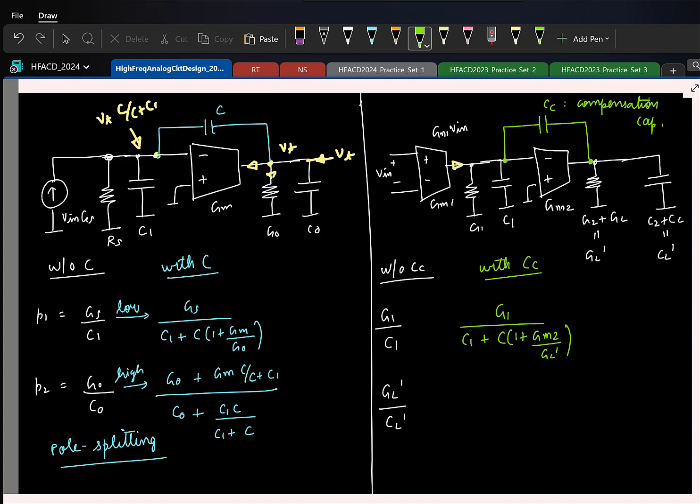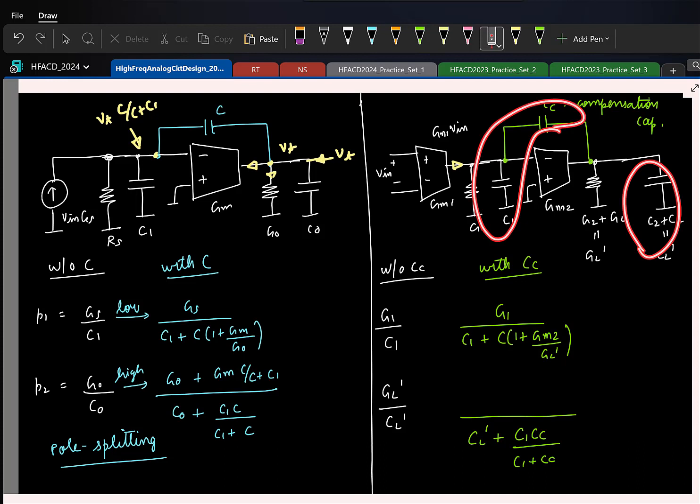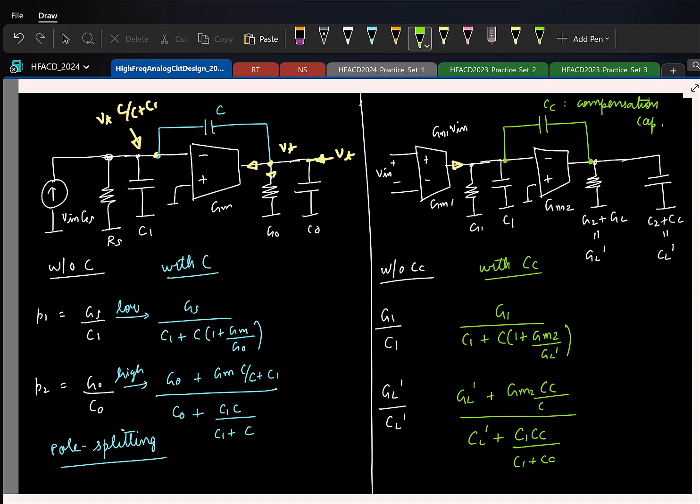And what about the second pole? First let's write the capacitance. What's the total capacitance associated with the output? Yeah, CL prime plus C1 CC by C1 plus CC, right? So this and these two in series. And the conductance, if I write, I'll have GL prime plus Gm2 times CC by. It's the same thing. Whatever was here is what I've written. Just the corresponding labels are changed.